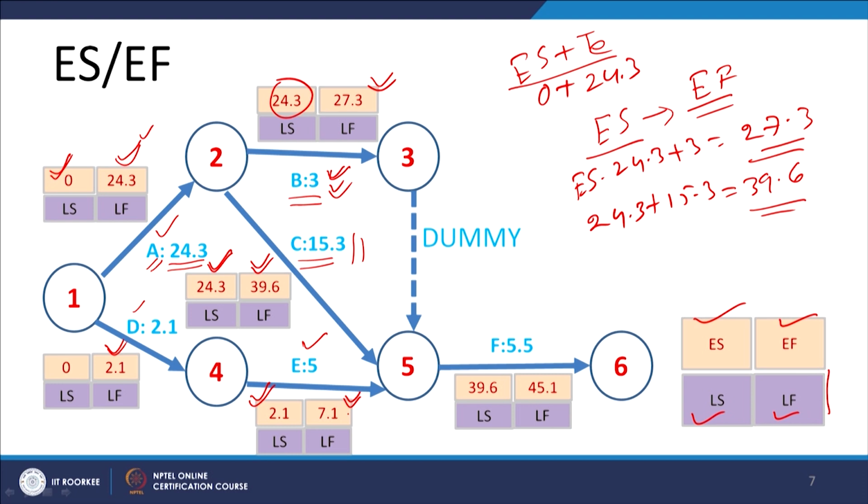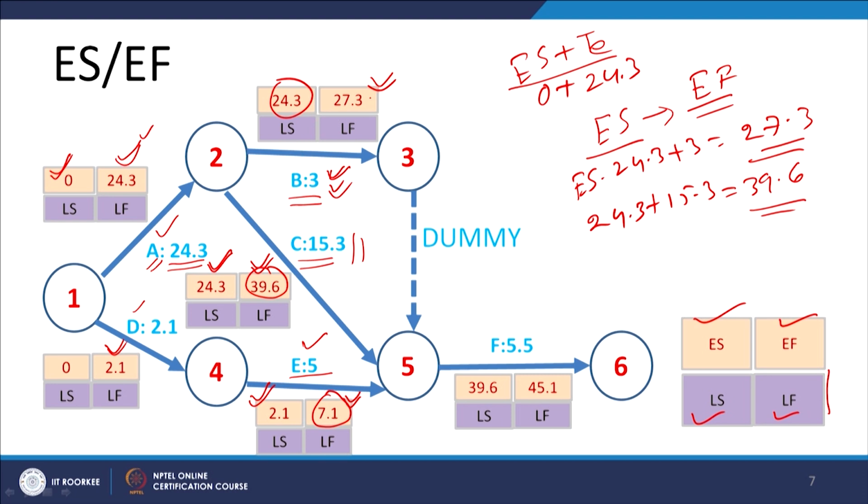Now, here we have a situation wherein there are three earliest finish times. One is activity E, having a finish time of 7.1. Another is activity C, having an earliest finish time of 39.6. And on the other hand, activity B is also a precedence requirement for the start of F.